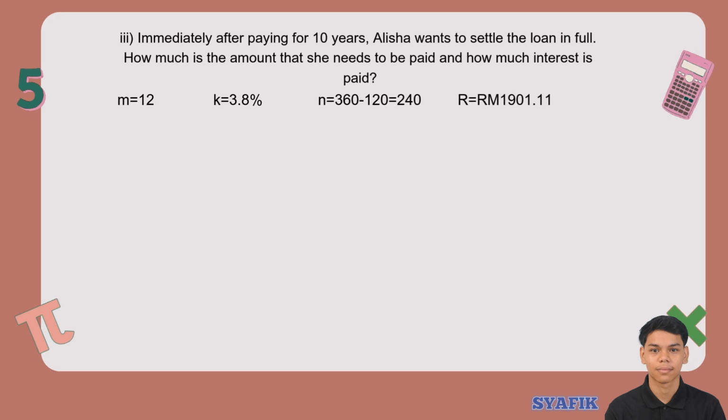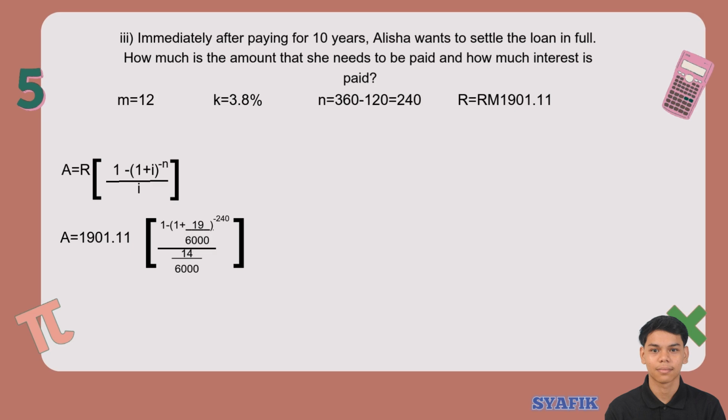To answer this question, we're using the formula A equal R multiply (1 minus (1 plus I) power of negative N) over I, which is A equal 1901.11 multiply (1 minus (1 plus 19 over 6,000) power of negative 240) over 19 over 6,000. The answer is 319,249.40.